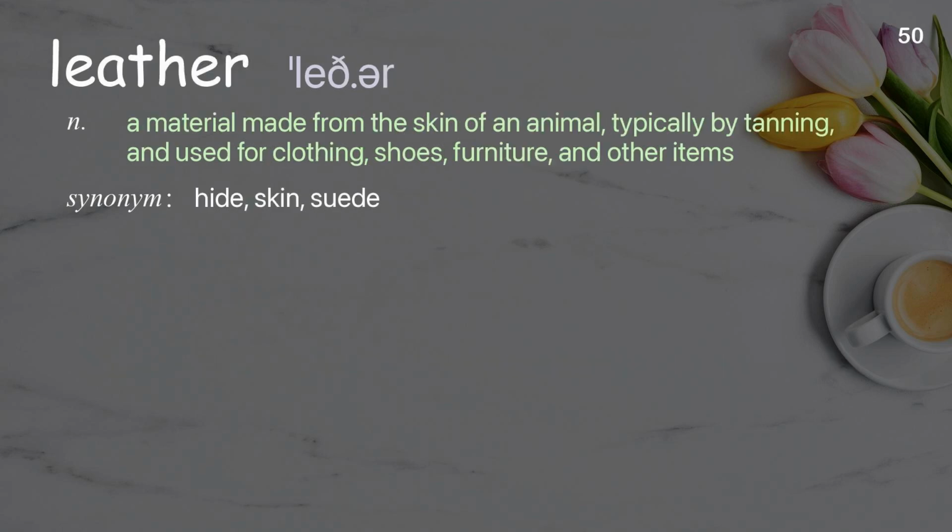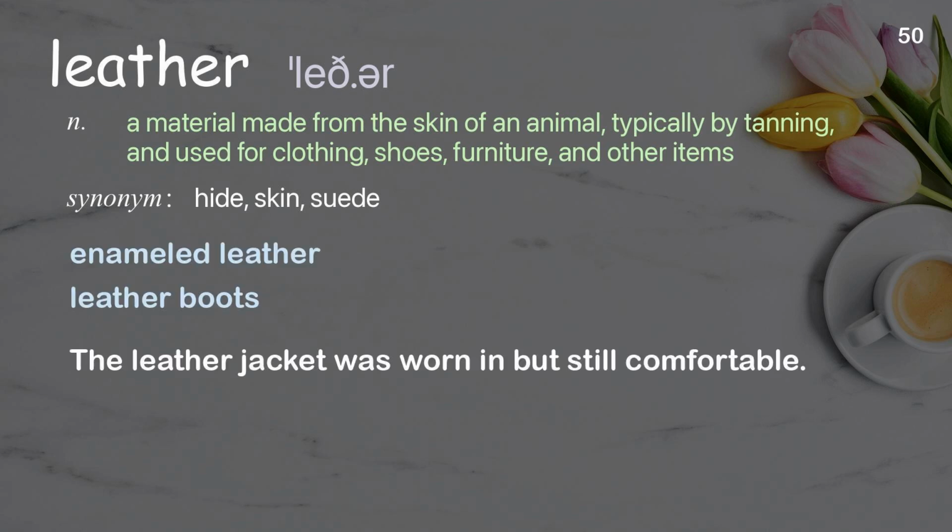Leather. A material made from the skin of an animal, typically by tanning, and used for clothing, shoes, furniture, and other items. Examples: enameled leather, leather boots. The leather jacket was worn in, but still comfortable.